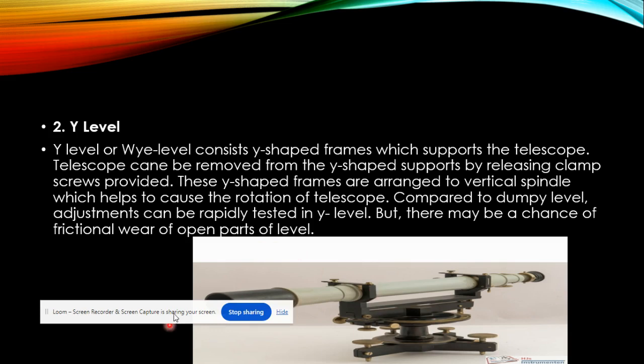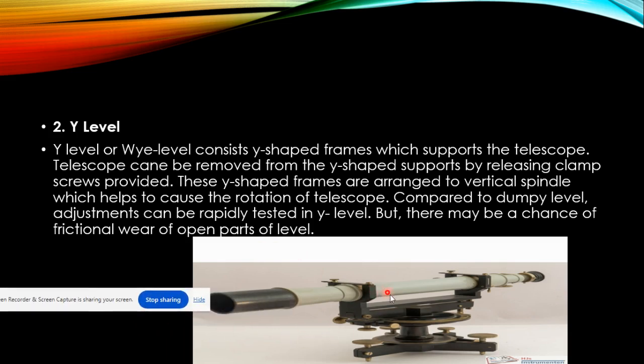As you can see, this is our Y level. You see this part, it forms a Y shape. If you are very keen to observe, this part forms a Y shape. And this is the telescope. But compared to the dumpy level, adjustments can be rapidly tested in a Y level.